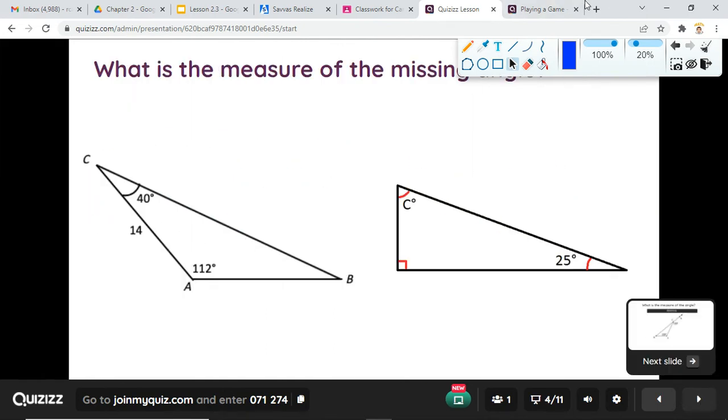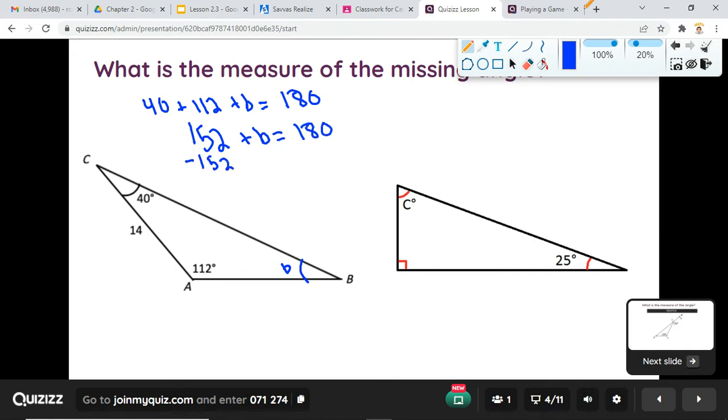So we want to find the measurements of our missing angles here. On this slide here, I have a 40-degree angle, a 112-degree angle, and angle B that we don't know yet. If I add up all three of those angles, 40 degrees plus 112 degrees plus B degrees, they should add up to 180 degrees. And I would just simply have to do some algebra. 40 plus 112 will give me 152. So I get 152 plus B is equal to 180. Then I'll subtract 152 from both sides, and I'm going to get B is equal to 28, which means this angle right here is 28 degrees.